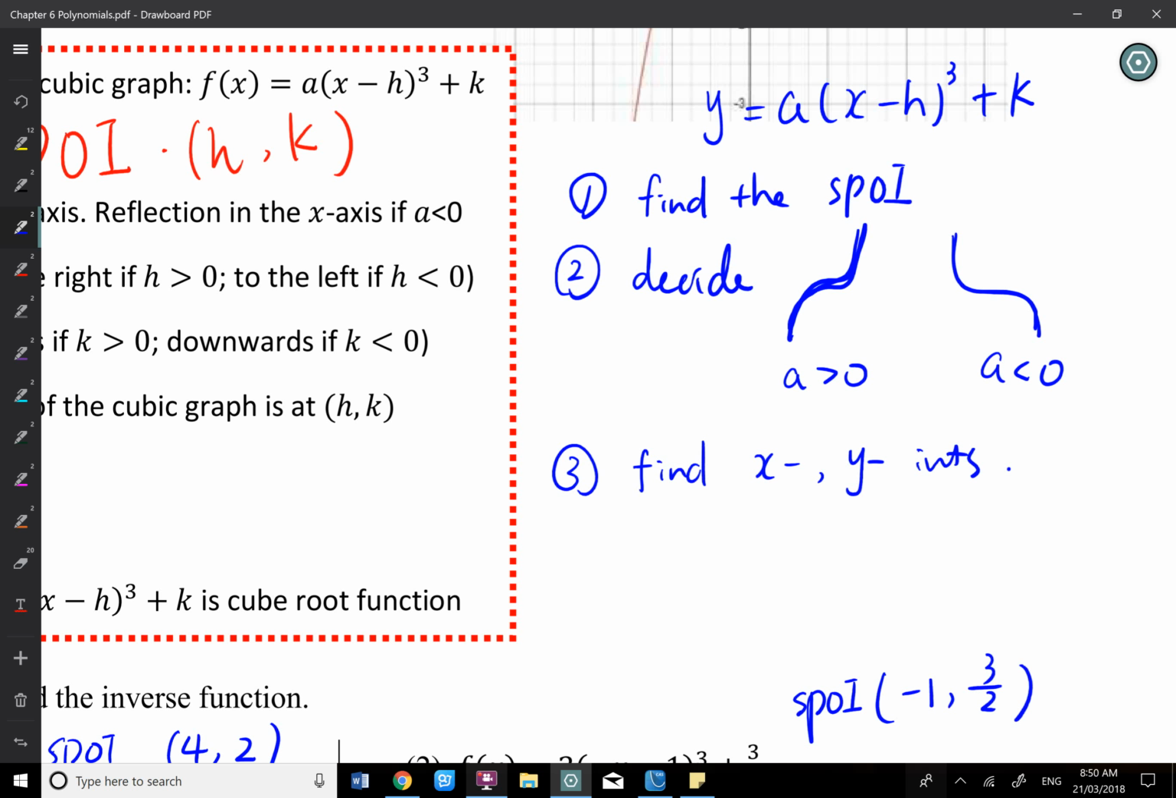If you want to sketch that, we have the stationary point of inflection already, and we can see that's an increasing graph because a is a positive number. Then we can find the x and y intercepts. We have a really large y-intercept, and I don't really want to find it. So we find f(0), the y-intercept. f(0) equals 2 times (minus 4) cubed plus 2.